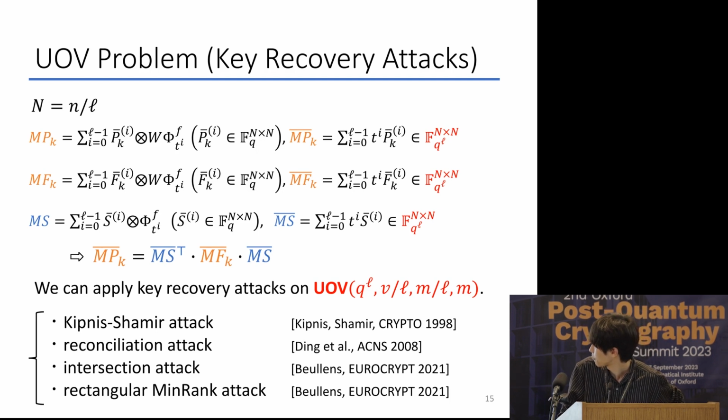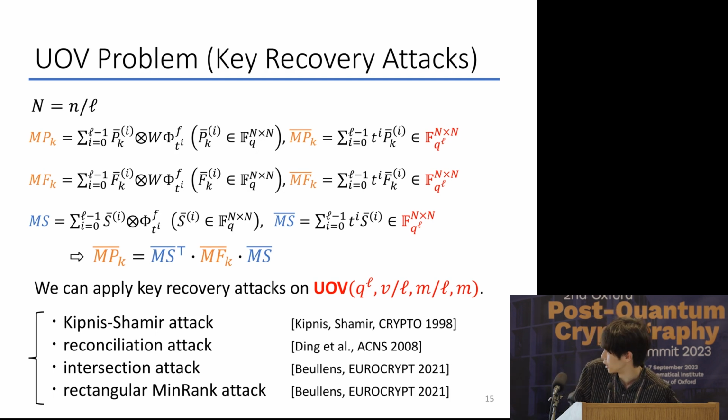And this means that when we apply key recovery attacks on our QR-UOV, we can regard the public key of our QR-UOV as the original UOV public key map with these parameters: V over L vinegar variables, M over L oil variables, and M over L equations over the extension field F_q^L. And thus, to estimate the security of our QR-UOV against key recovery attacks, we consider the complexity of key recovery attacks on the plain UOV with these parameters.